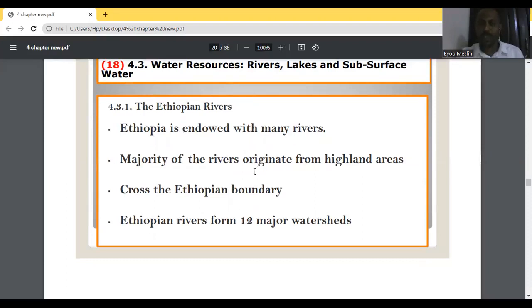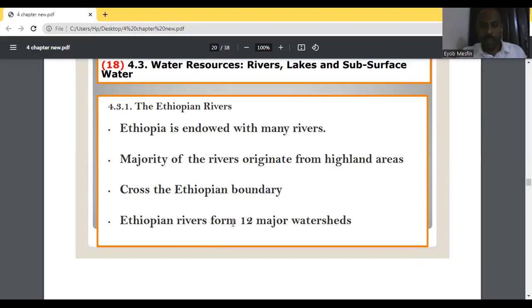What is the concept here? Ethiopia is endowed with many rivers. We have told this many times; it is very factual and obvious, so there is no need to go further. The majority of the rivers originate from the highland areas we discussed before, from the western and southeastern highlands. Most of the rivers cross our boundary, so we call them international rivers.